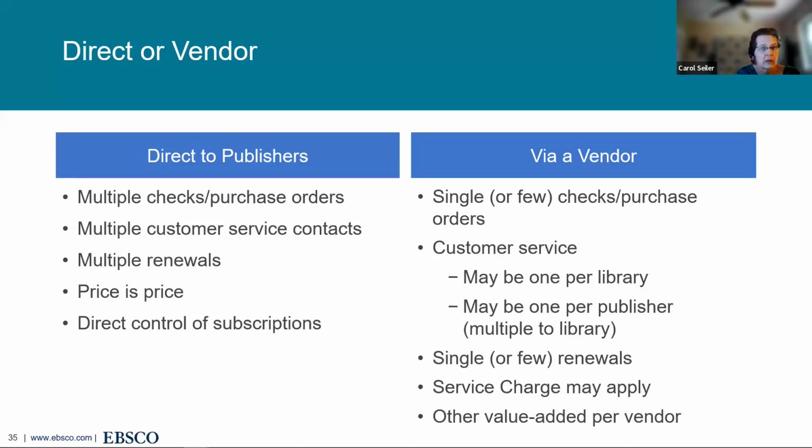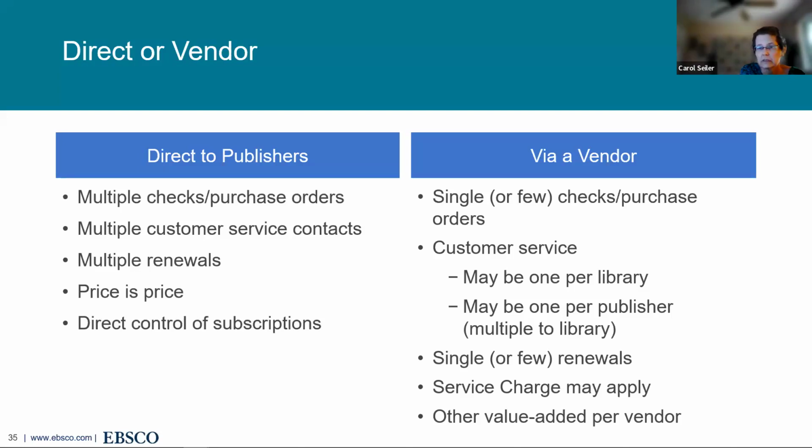Via a vendor, you're going to have single or fewer checks or purchase orders, because usually you'll pay the vendor a few times, for the big renewal, and then you might have some supplemental or orders through the year, etc. So you'll have single or fewer payments.